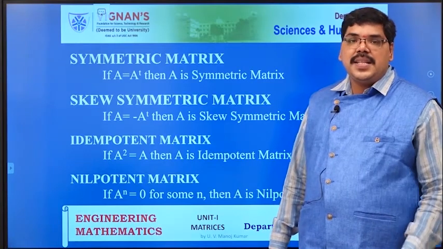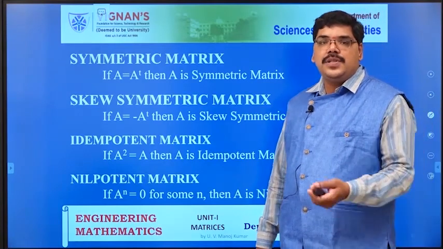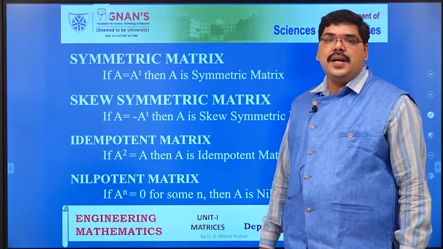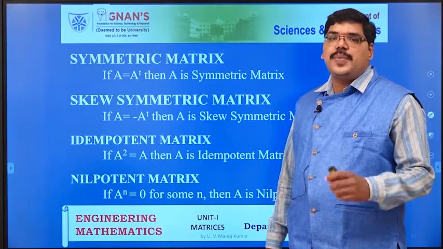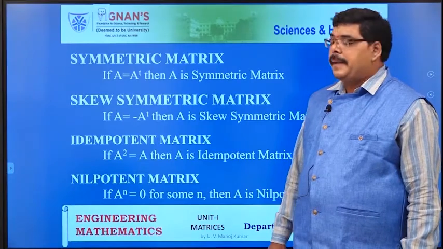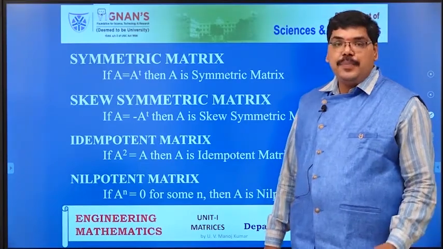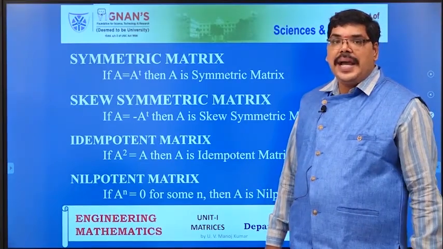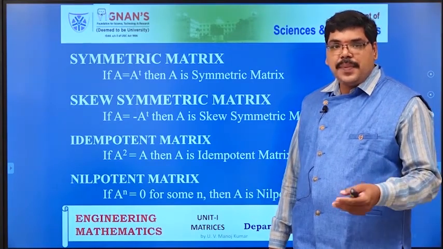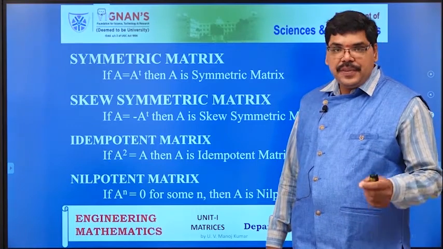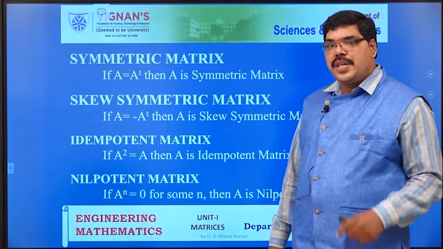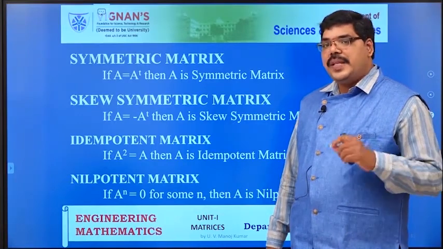Symmetric matrix. A matrix is said to be symmetric if A equals A transpose. Skew symmetric matrix. A matrix is said to be skew symmetric if A transpose equals minus A, or A equals minus A transpose. Idempotent matrix. A matrix is said to be idempotent if A square equals A. Next type is nilpotent matrix. If there exists a number n such that A power n equals 0, then A is said to be nilpotent matrix.